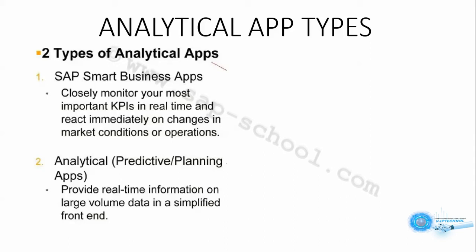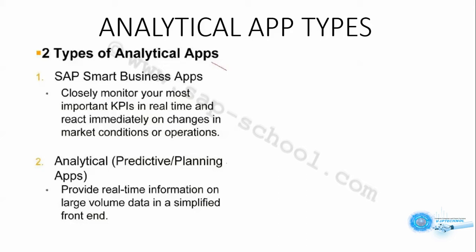After that, we have the analytical apps, that is the predictive or planning apps, which will provide real-time information on large volume data in a simplified front end. So there are approximately 84 apps under the analytical umbrella, out of which 69 are smart business apps and 15 are analytical apps or the non-smart apps.